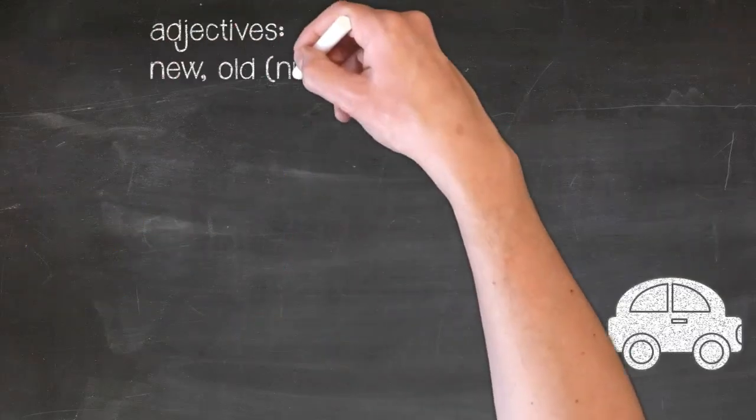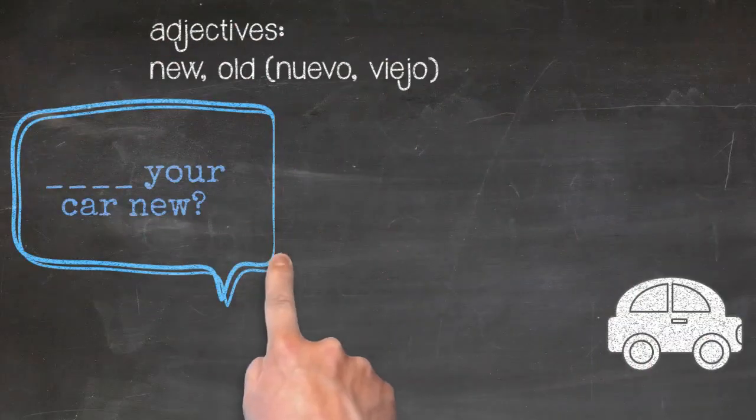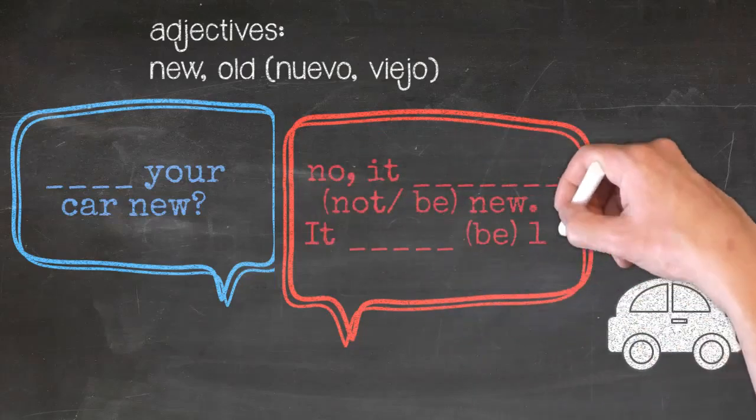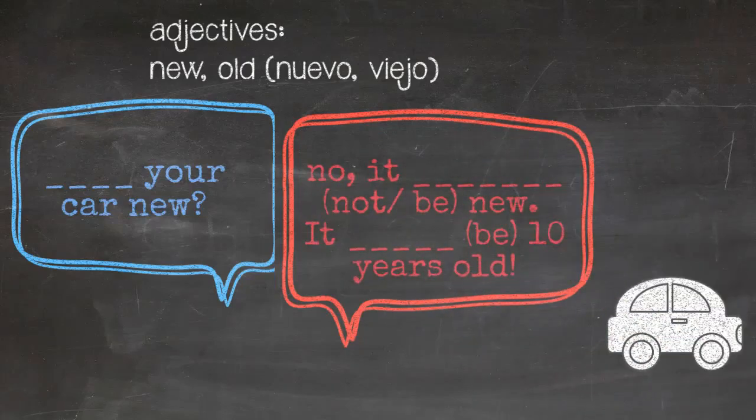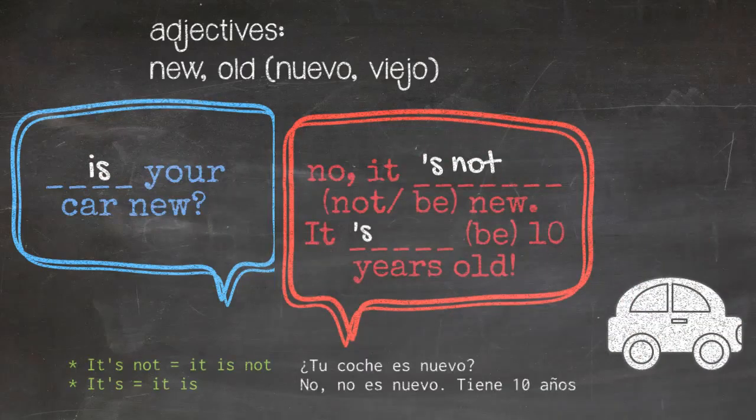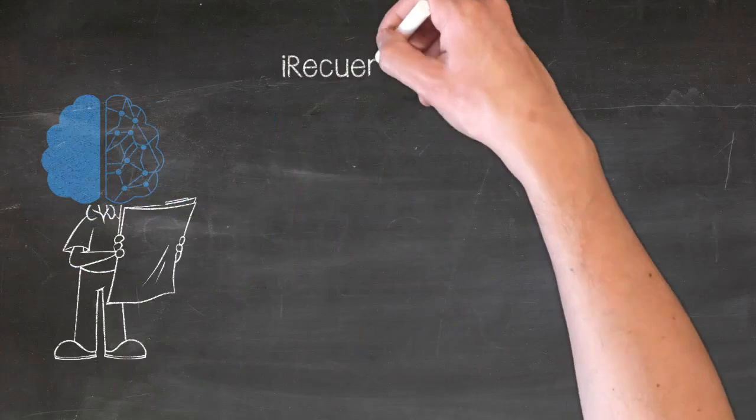Con adjetivos new and old, nuevo y viejo. Pausa el vídeo si necesitas más tiempo. Is your car new? No, it's not new, it's 10 years old.